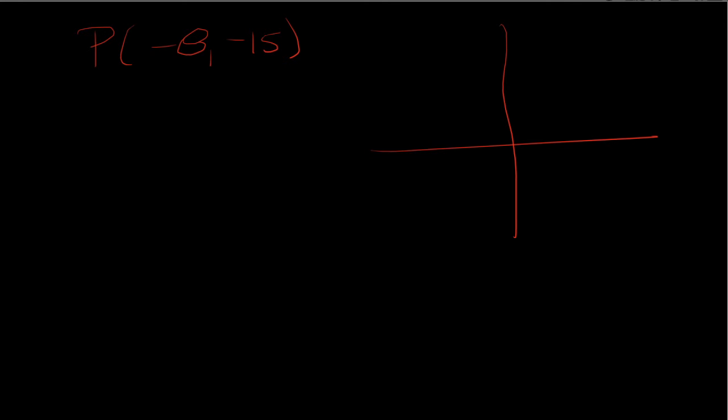Let's say we have (-8, -15). That's going to be in the third quadrant. We always connect this point with the origin and make a right triangle. So this is negative 8 across, negative 15 down, and the Pythagorean theorem says this is 17.